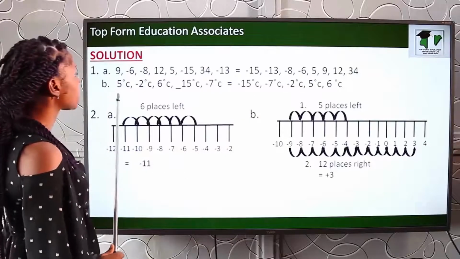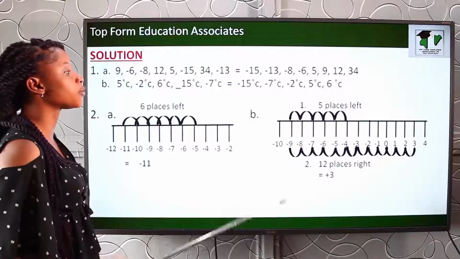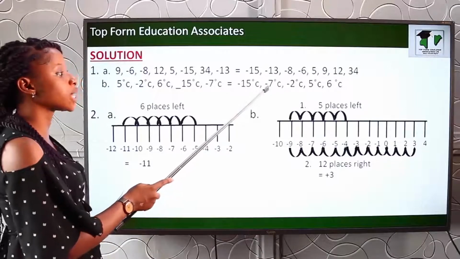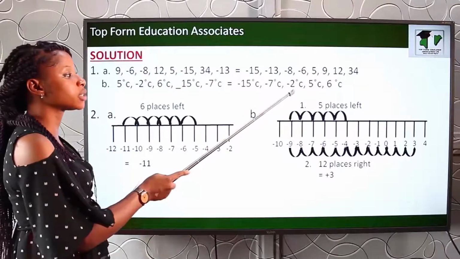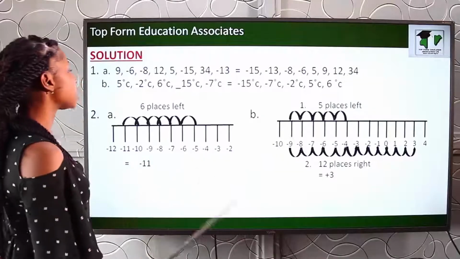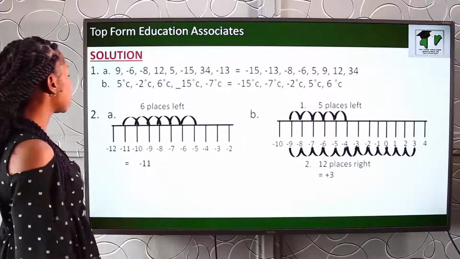For B, we're also asked to do the same thing, write it in order of size from smallest to largest. We have minus 15 degrees centigrade, minus 7 degrees centigrade, minus 2 degrees centigrade, 5 degrees centigrade, and 6 degrees centigrade, meaning this is the largest number here.